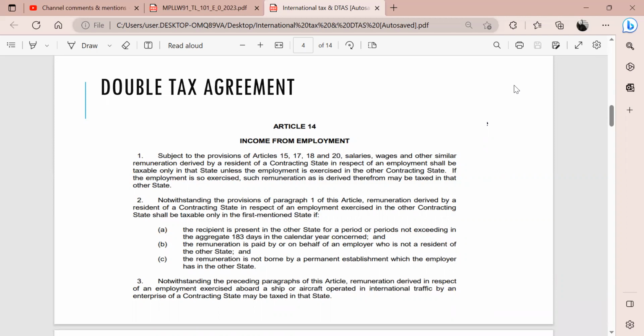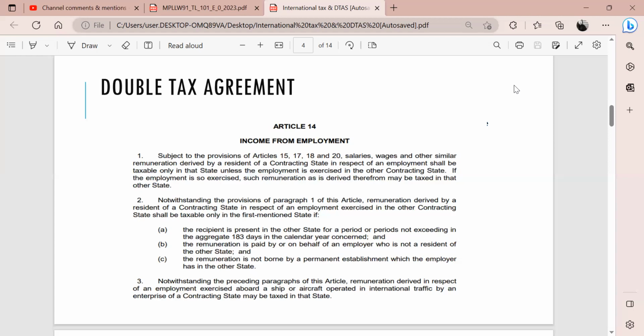Number 2, notwithstanding the provisions of paragraph 1 of this article, remuneration derived by a resident of a contracting state in respect of an employment exercised in the other contracting state shall be taxable only in the first mentioned state if A, the recipient is present in the other state for a period or periods not exceeding the aggregate of 183 days in the calendar year concerned, and B, the remuneration is paid by or on behalf of an employer who is not a resident of the other contracting state, and C, the remuneration is not borne by a permanent establishment which the employer has in the other state.